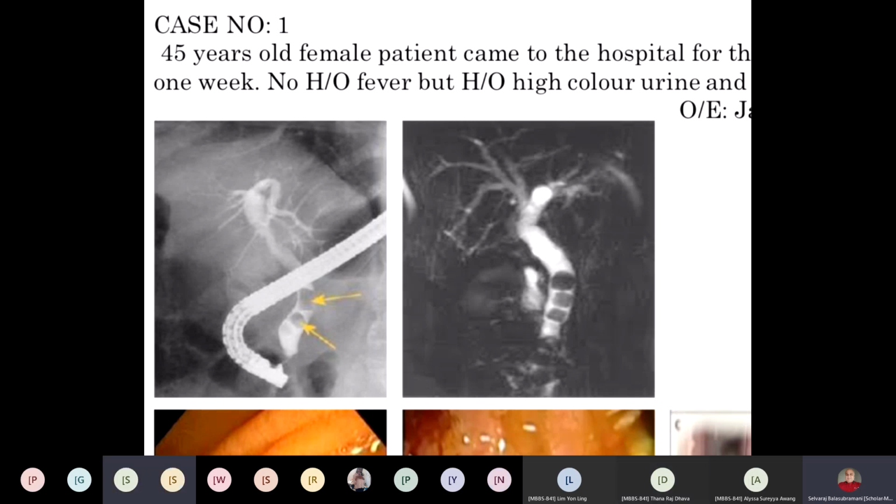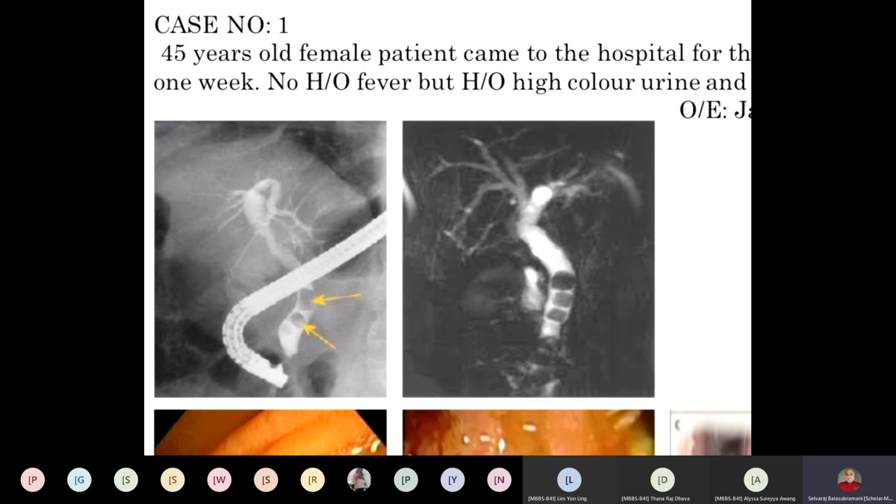Dilated common bile duct. Okay, only the extrahepatic you are seeing. What else are you seeing? Are you seeing only extrahepatic biliary dilatation? Intrahepatic biliary dilatation is also there. Are you able to see in the liver area also? You are seeing the dilated ducts; those are the intrahepatic biliary radicals.